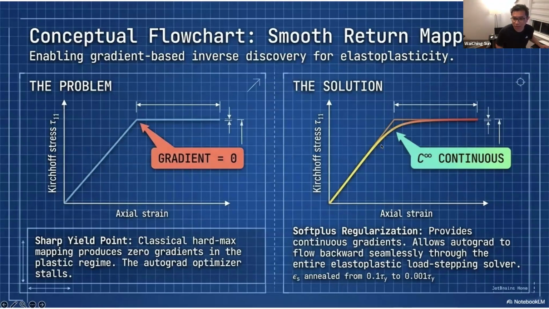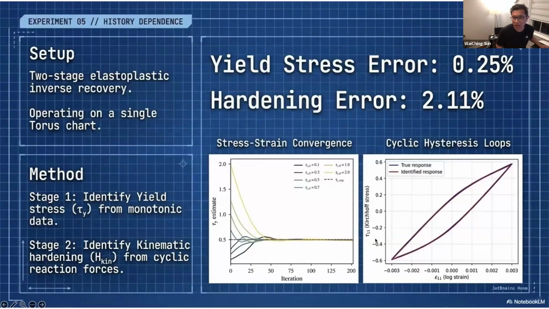What they are doing is to introduce regularizations. In this case, we adopt this technique, and then we recover the yield stress, which leads to the von Mises, and also the hardening.